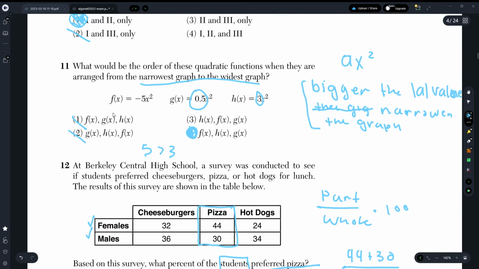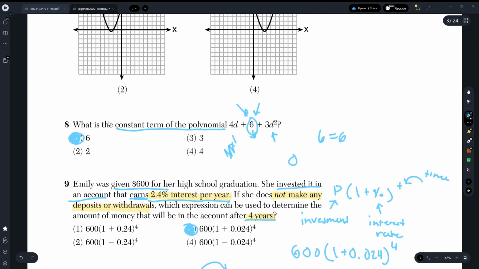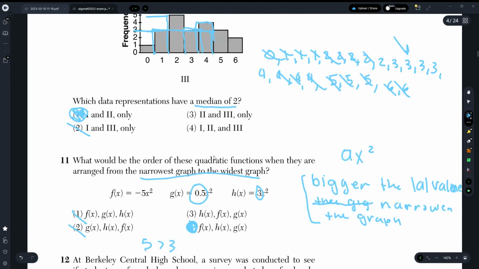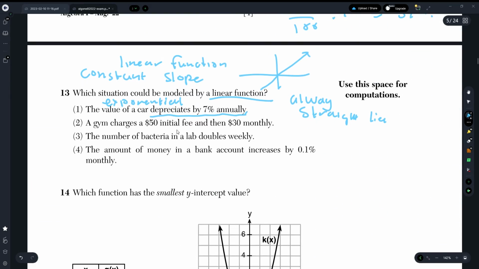Remember that number 9 was like an investment problem. Same thing. It's an exponential function because each year it's going to be 9% smaller. So for example, you're going to have like $1,000, then next year it's going to be 900, then the next year it's going to be 700, then next year like 600. So it's changing by a different amount each year, right?